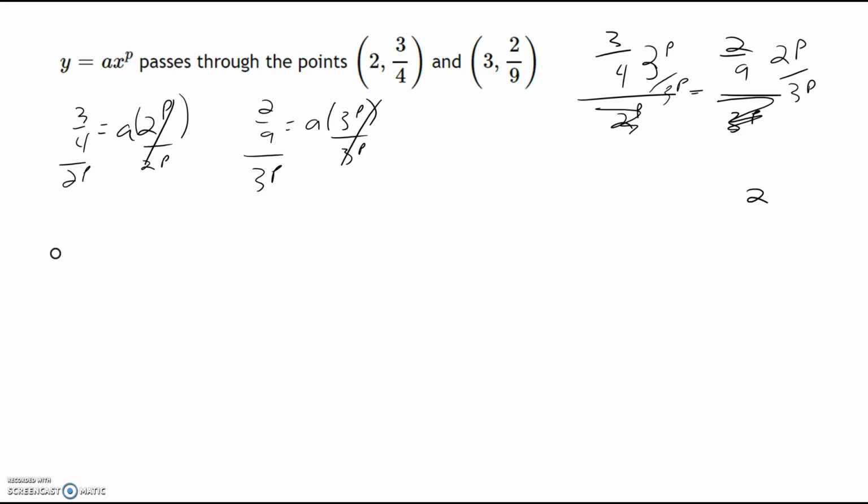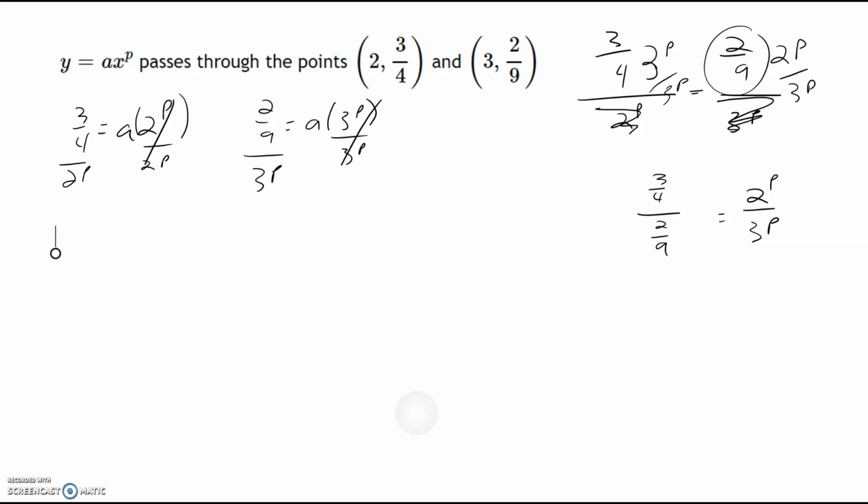So I now have 2 to the p over 3 to the p equals, divide both sides by 2/9. Sorry, I know I'm skipping a couple steps, but hopefully you'll follow this. It's just like the last one, only I have to deal with this fraction.